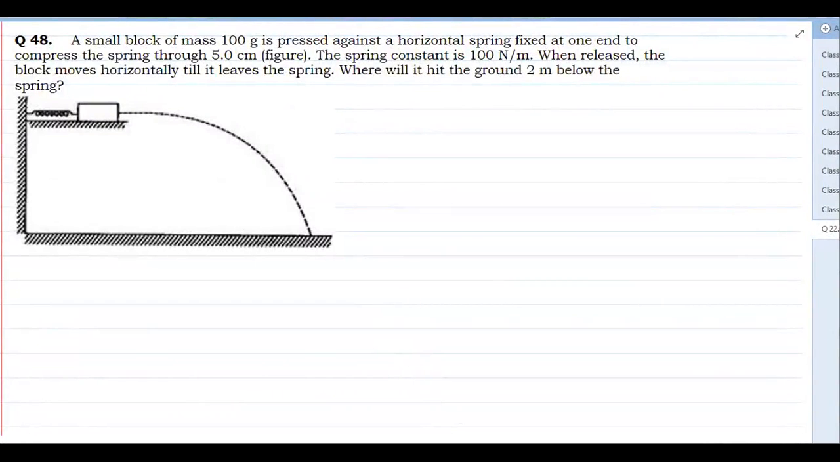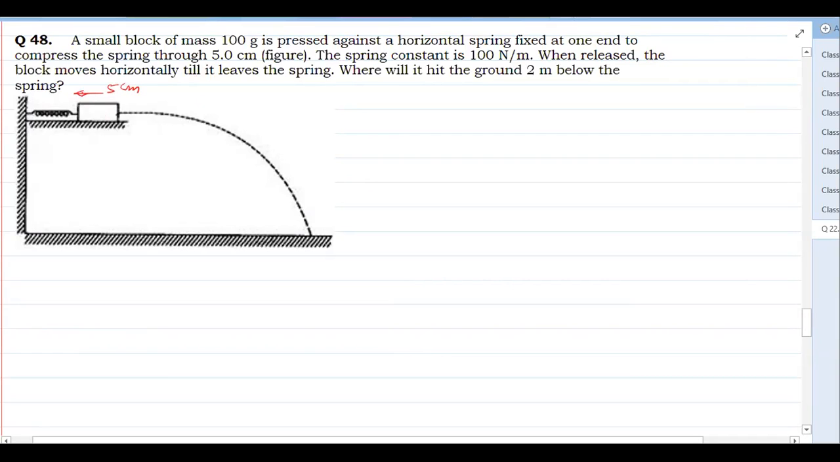Okay, consider this question. A small block of mass 100 gram is pressed against a horizontal spring fixed at one end to compress the spring through 5 centimeter. Okay, so this object is compressing the spring by 5 centimeter. The spring constant is 100 Newton per meter. When released, after compressing, the block moves horizontally till it leaves the spring.